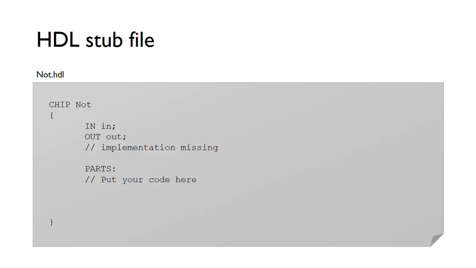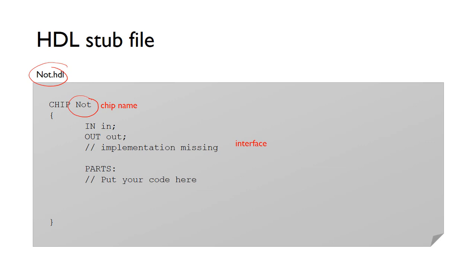When we're writing hardware description language files, we do it using a text editor, and you're normally given what we call a stub file. This is a file that's got some text already in it, and you need to add in essentially the missing parts, which is usually the implementation. Here is an example for a NOT gate, typically called not.hdl, the HDL file type. This top part here is a chip name, so here we're defining a chip called NOT.